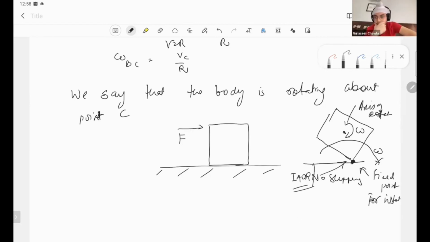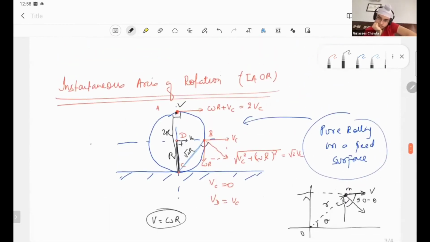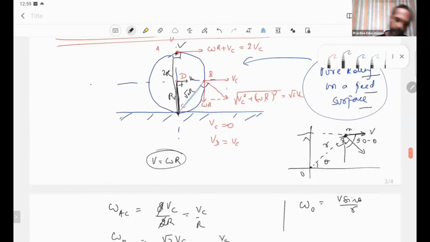Any question? No. So this is the concept of instantaneous axis of rotation: for a body in pure rolling on a fixed surface, the contact point acts as the instantaneous axis of rotation.